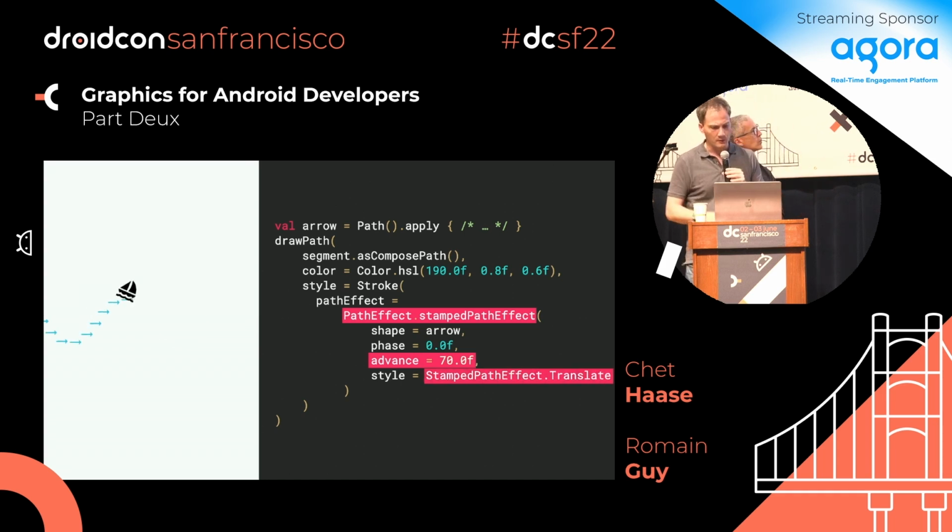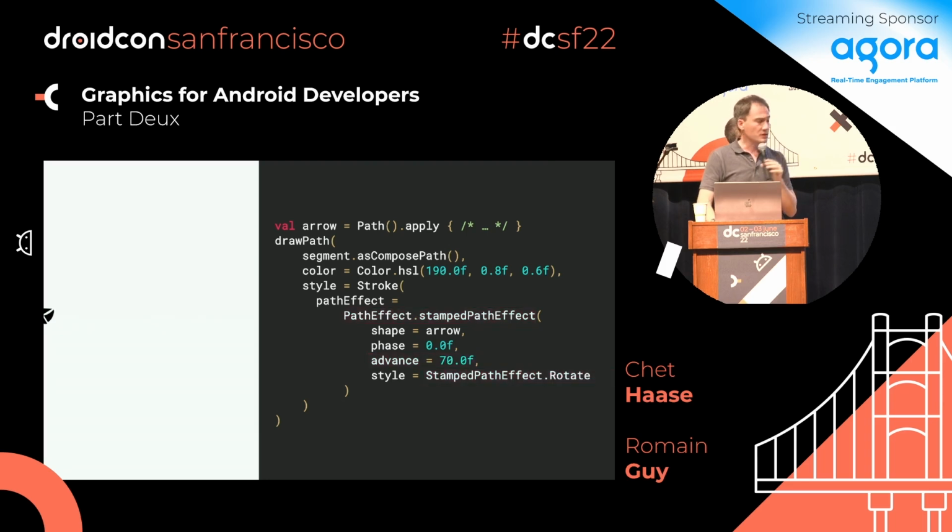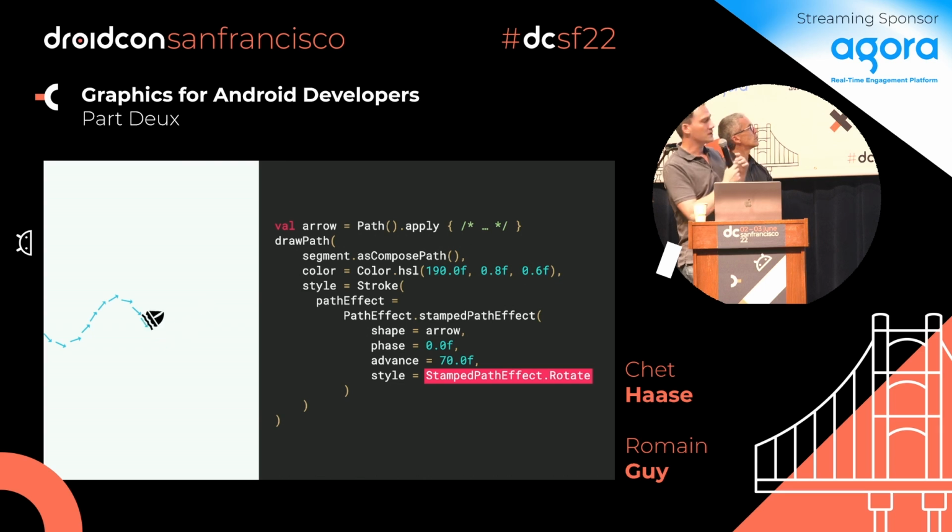The last parameter is more interesting, it's the style. By default here I'm using translation, and you can see that once again the stamp is not aligned with the path itself, like there's no rotation, right? We just put it at different positions, so it doesn't look very good. If we change the style to rotate, instead we can get this. It's starting to look a little better, but you can see that the rotation, because it's based on the local tangent, is not completely aligned with our source path.